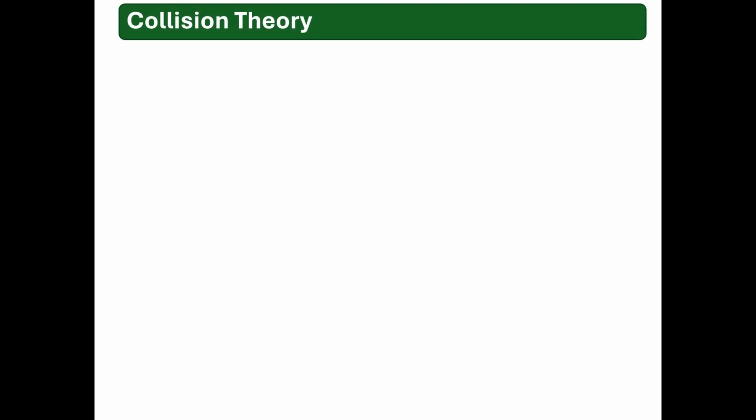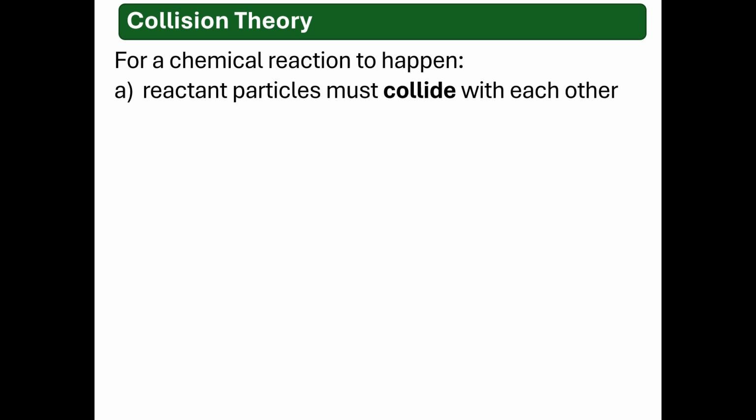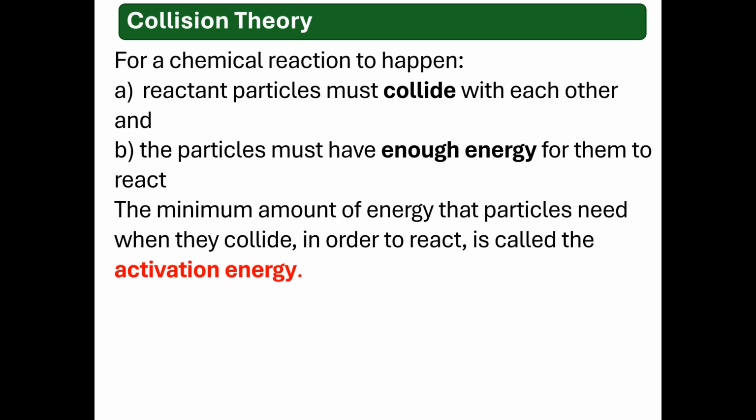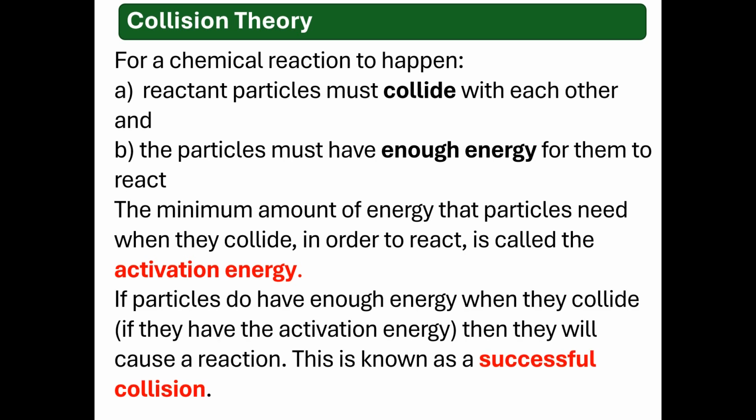What we've seen during this reaction can be explained by collision theory, and this is a theory that we keep returning to for the rest of the topic. And this theory states that for a chemical reaction to happen, the reactant particles must collide with each other, and also the particles must have enough energy for them to react. And the minimum amount of energy that particles need when they collide in order to react is called the activation energy. If the particles do have enough energy when they collide, so if they have got the activation energy, then they will cause a reaction. This is known as a successful collision.